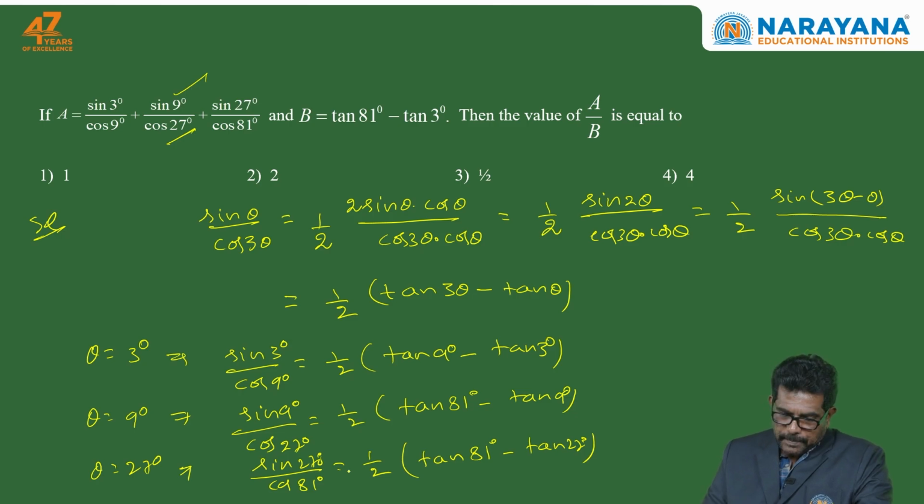Observing, if we are adding, the left hand side gives us A. In the right hand side, by adding, all these are cancelled. That is, here tan 9 degrees, tan 9 degrees cancel, and this becomes tan 81, and this becomes tan 81, tan 27. This is tan 27 degrees. Tan 27 cancelled. Now we are with 1 by 2 times of tan 81 degrees minus tan 3 degrees.